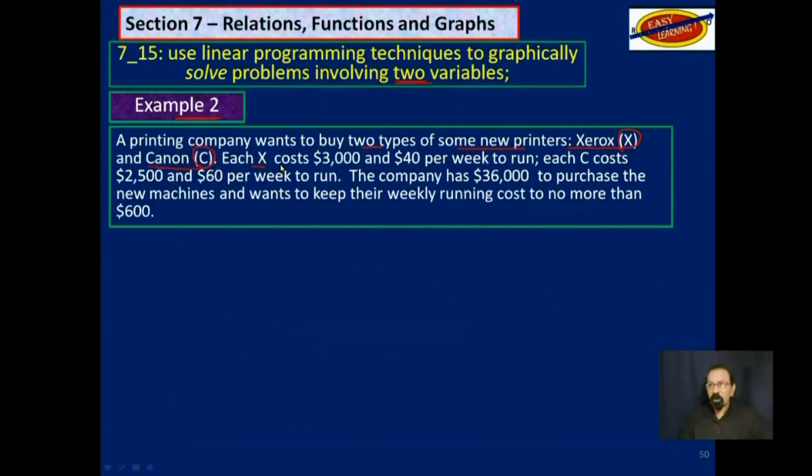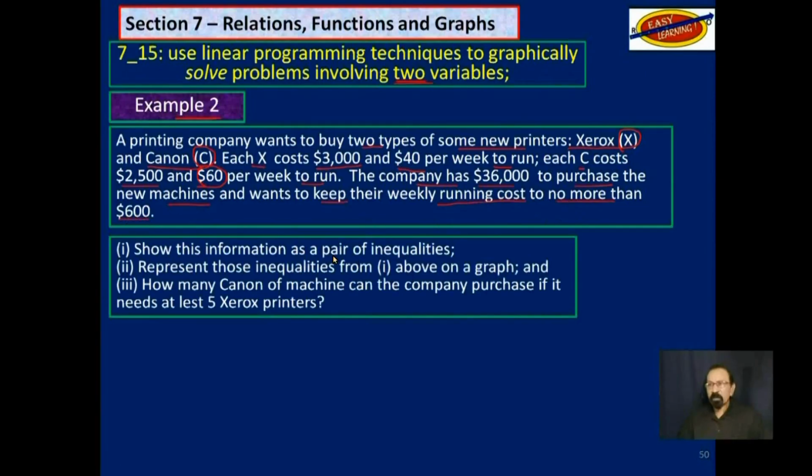Each X costs $3,000 and it costs $40 per week to operate, to run. Each C costs $2,500 to buy and $60 per week to operate, paper and ink and so on. The company has $36,000 to purchase the new machines and wants to keep their weekly running costs to no more than $600. Show this information as a pair of inequalities.